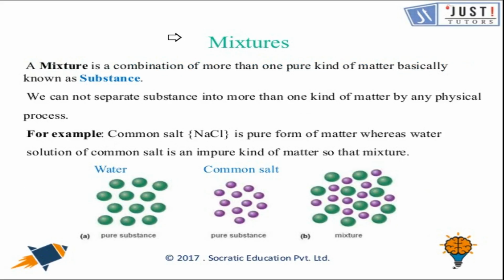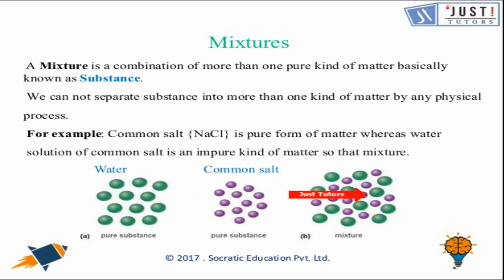So, mixtures. Mixture is a combination of more than one pure kind of matter. Basically, we call that pure kind of matter a substance. So, we can take one example of mixture as a salt solution. One pure substance is salt, which is NaCl, sodium chloride, and the other pure substance is water. When we mix these, we have a mixture as a salt solution.